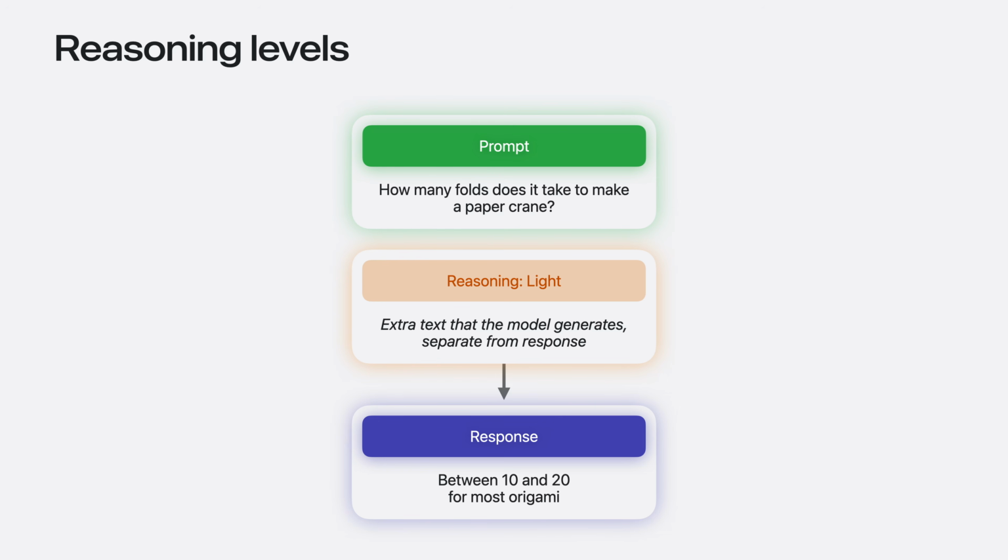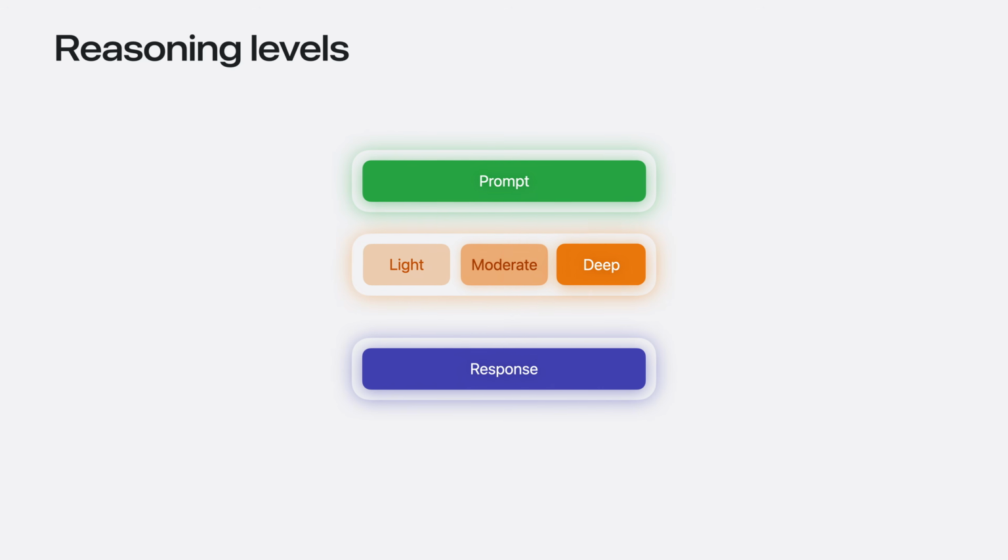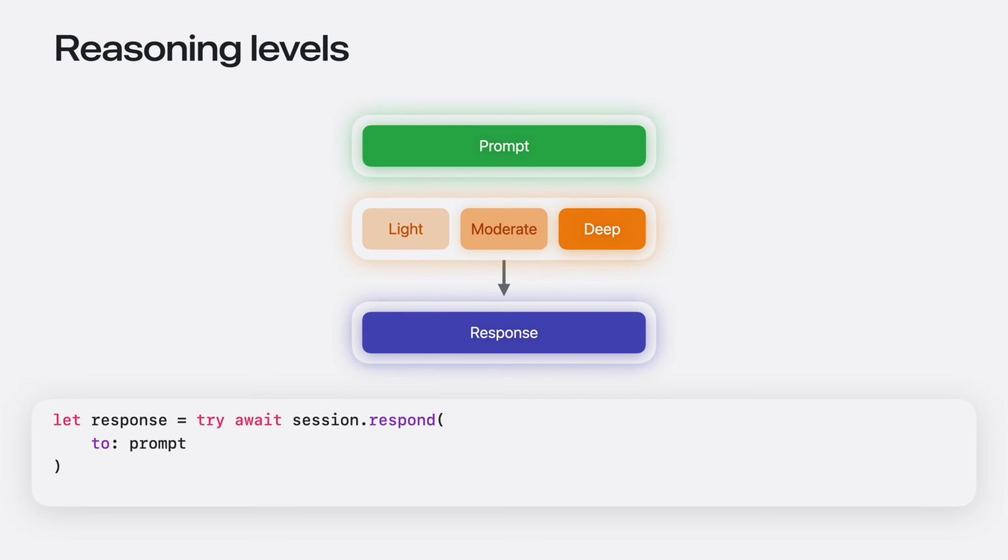The PCC model offers 3 levels of reasoning. Light lets the model gather some extra context. Moderate lets the model reason a little deeper. And with deep, the text for the reasoning segment may be even longer than the actual response. You can set the reasoning level when calling respond on your session.